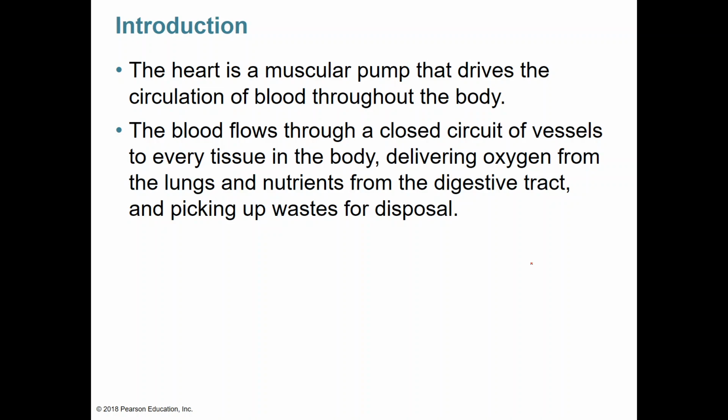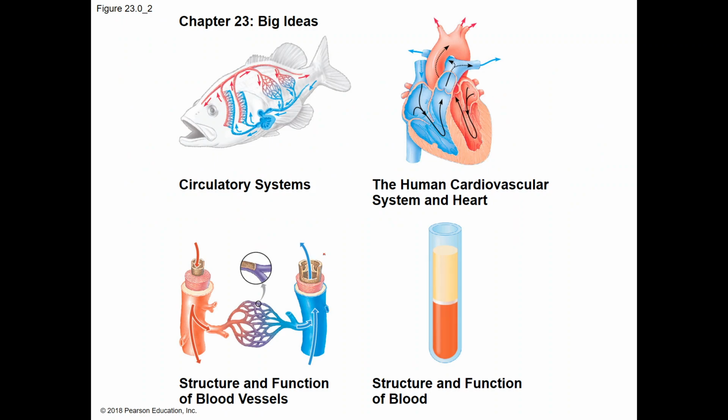And these vessels are the mechanism for delivering oxygen and nutrients to our tissues and removing wastes from tissues. So the main parts of this chapter are the different types of circulatory systems. We'll talk specifically about the human cardiovascular system and the heart. We'll describe the structure and function of blood vessels, and we'll finish up with talking about what the composition of blood is.